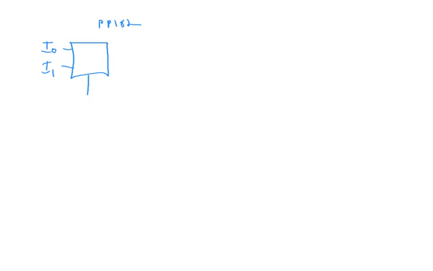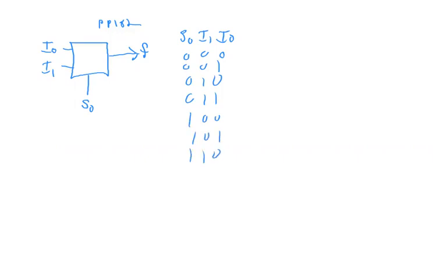And we're going to use a selector input. We'll call it selector 0. And then we'll have an output, and we'll describe that as F. And what we'd like to do is we'll write it this way: S0, input 1, input 0, 0, 0, 0, 0, 0, 1, 0, 1, 0, 0, 1, 1, 1, 0, 0, 1, 0, 1, 1, 1, 0, 1, 1, 1. And here's F. That looks good.